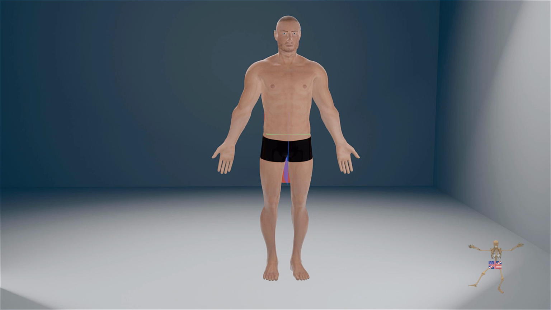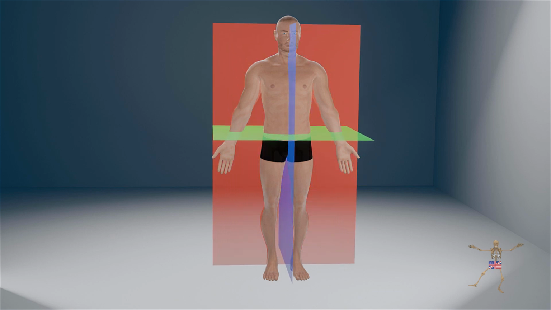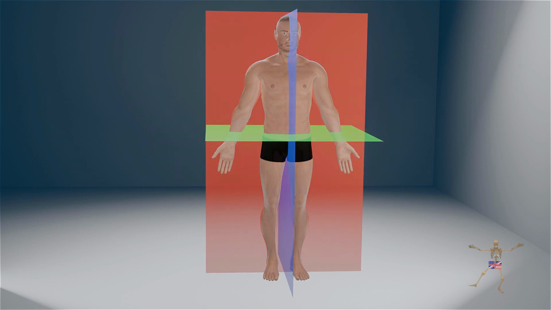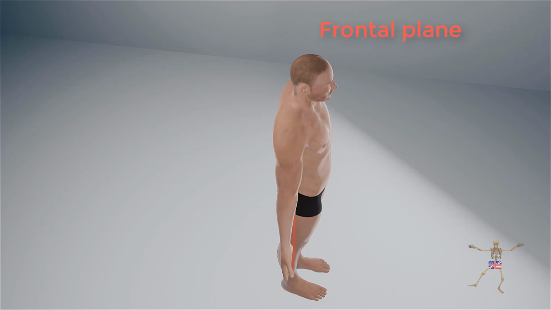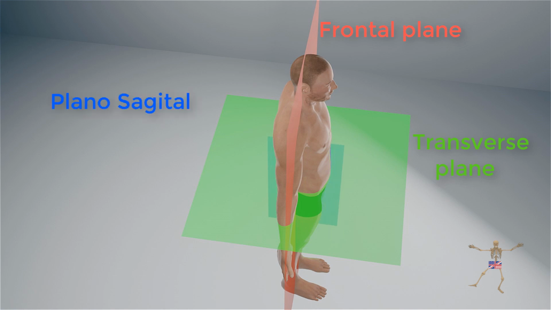Now we are going to establish three imaginary planes, perpendicular to each other, which will section the body into different parts to facilitate its study. This one here is the frontal or coronal plane. This one is the transverse or horizontal plane. And this last one is the sagittal or anteroposterior plane.